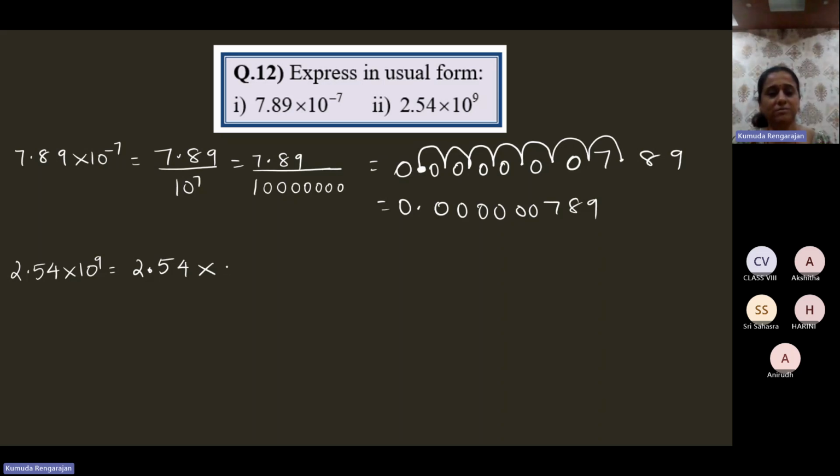10 to the power 9 means 1 followed by 9 zeros. So you'll have to multiply. Here the power is not negative, it's positive. So it's 2.54 into 1 followed by 9 zeros. So this is nothing but 254 because after the decimal point, there are already 2 digits here. So of the 9 zeros, we'll get only 7 zeros.